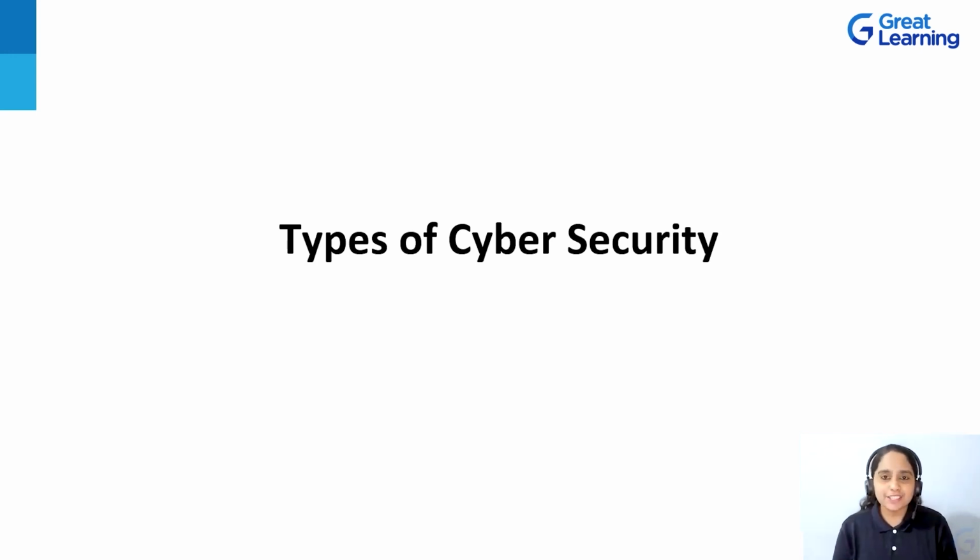Third one is application security. Fourth one is cloud security. Fifth one is Internet of Things security. Last but not the least, the sixth one is mobile security. Let's see what are these one by one.